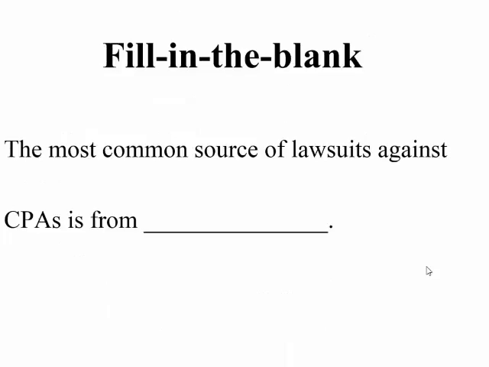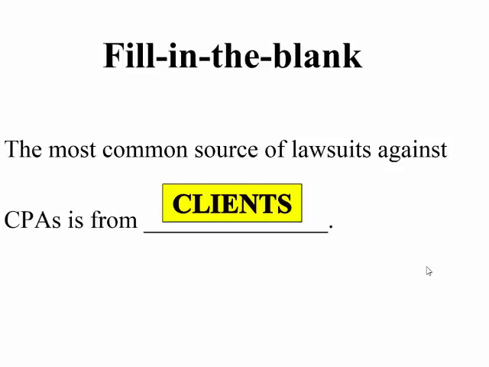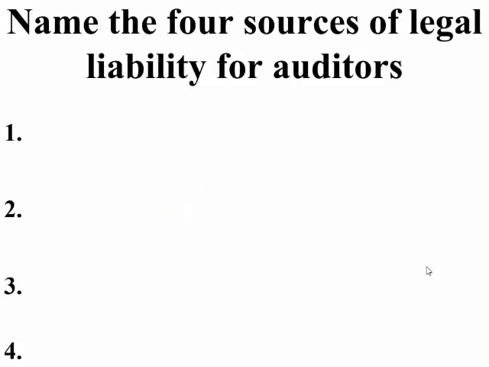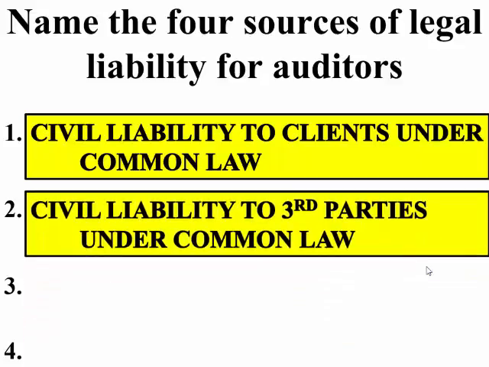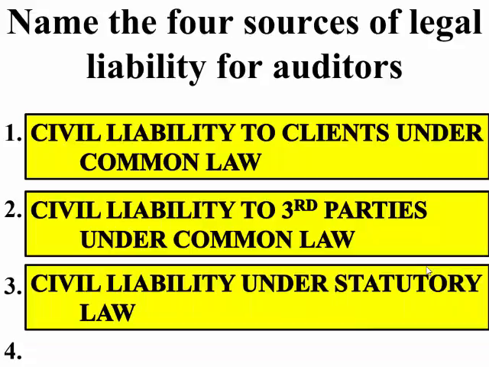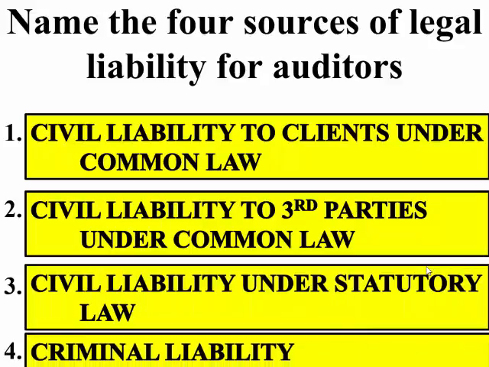The most common source of lawsuits against CPAs, again, this is more of a review thing than anything, is from clients. And what are the four sources of legal liability for auditors? Civil liability under common law, civil liability to third parties under common law. So we have client liability under common law, third party liability under common law, civil liability under statutory law, and criminal liability. And that is it.